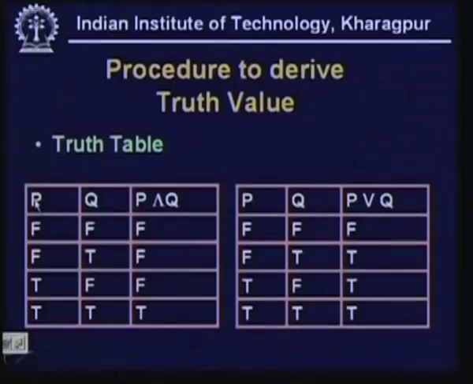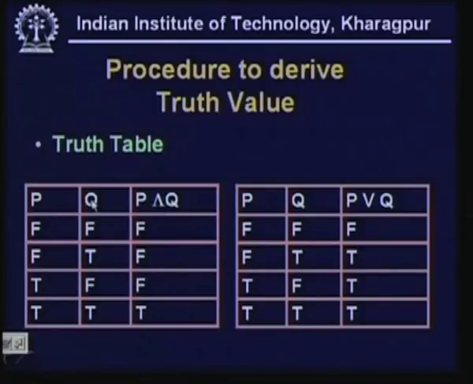But before that, let us look at the procedure that is formally adopted to arrive at the truth value of compound propositions. Suppose we have a proposition P and proposition Q. The objective is to arrive at the truth value of the composite propositions like P and Q, P or Q, etc. The standard method for doing that is using the truth table. Here you see that we are deriving a truth table for the AND logical operation.